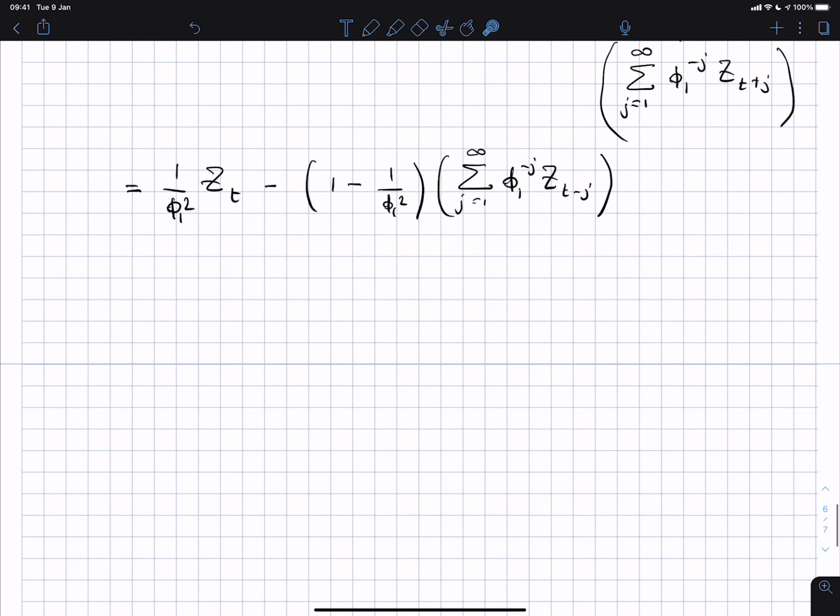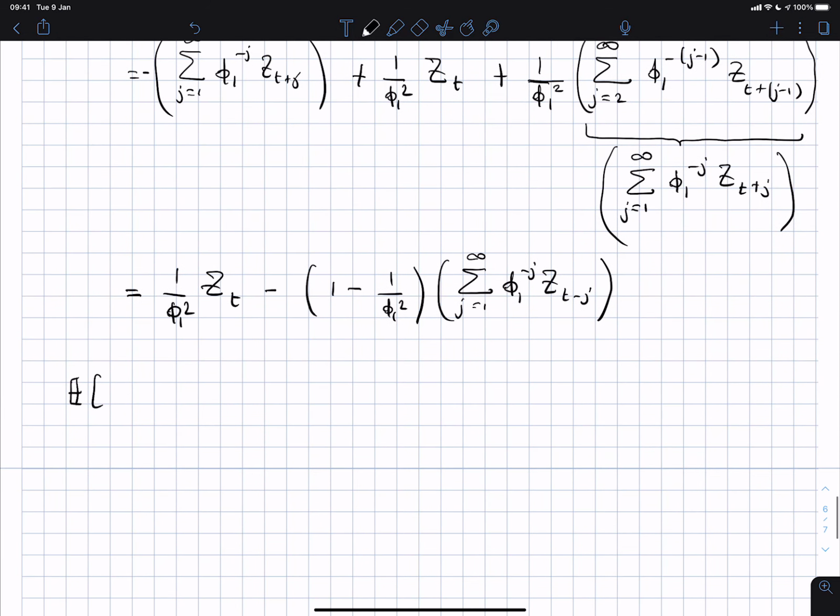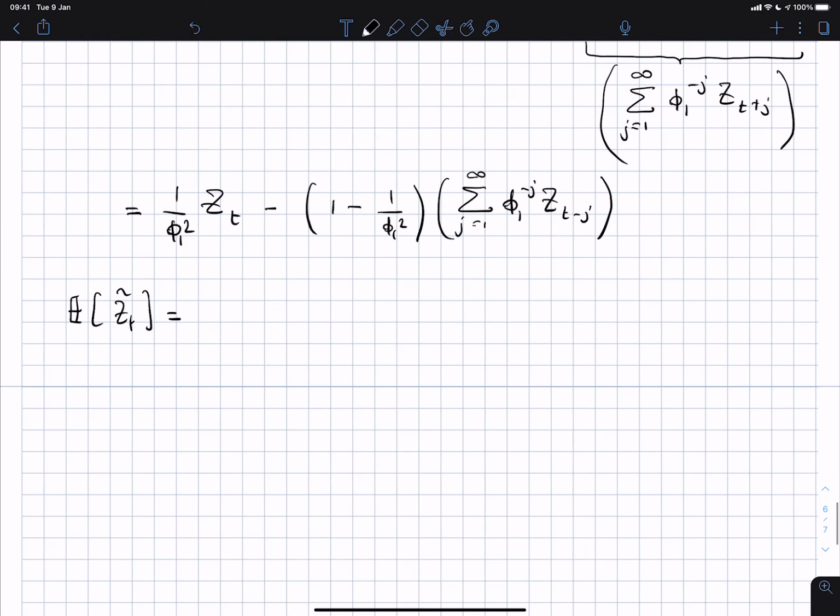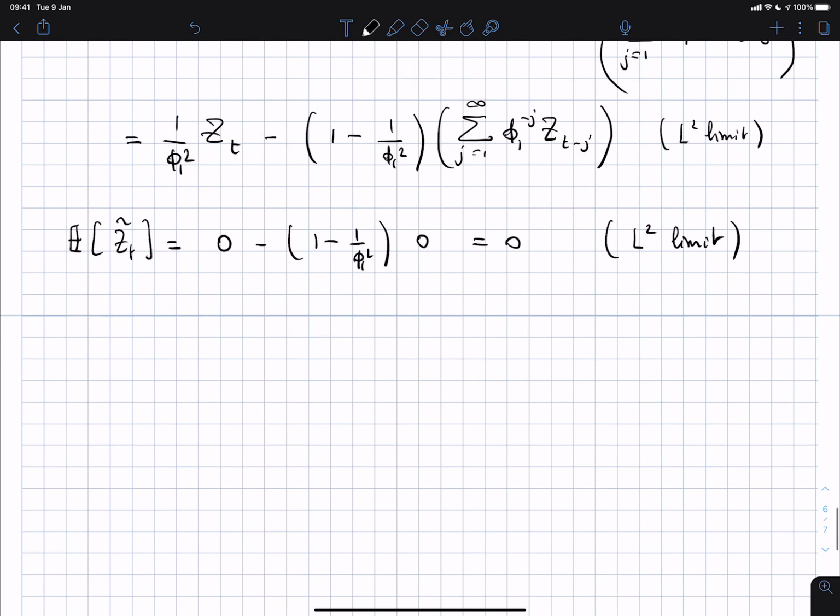And now that we have this, it's quite easy to simply use the same arguments as before to say that the expectation of this guy here is going to be 0 plus minus times 0, which is 0. And here I'm speaking about an L2 limit, and here again I'm taking the L2 limit and I'm exchanging integrals and limits thanks to a proposition, I forget which number.